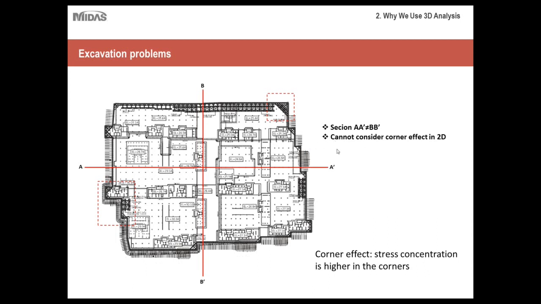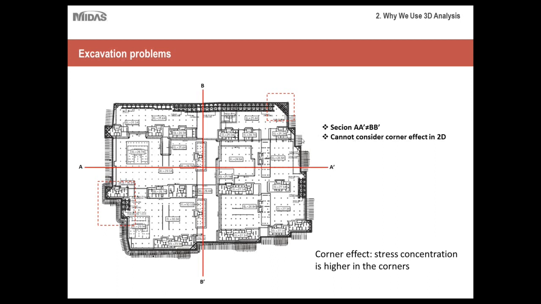Okay, and then let's talk about some excavation type problems. So here we have an overview, or an overhead view of an excavation problem. And as you can see, there are certain indentations or corners here that can't be taken into account with the 2D model. So if we were to take a cross-section here, you wouldn't really be able to take into account this corner here, or these corners over here. And also, if you were to take a cross-section in this direction, you still wouldn't be able to take those corners into account. So why is that important?